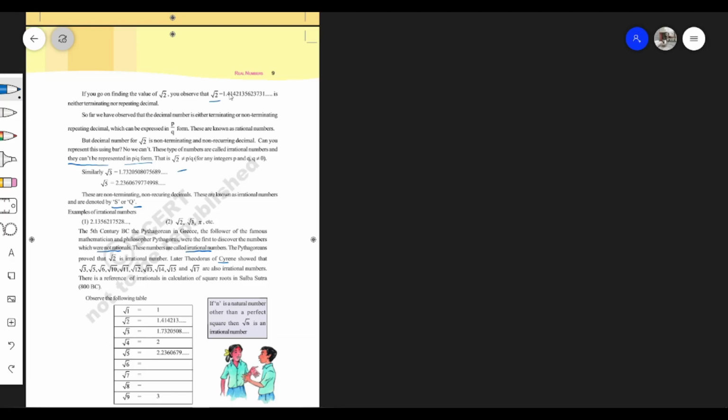Right, we also have our Indian contribution. In the Sulba Sutras, we have the reference of irrational numbers. Right, read them once or twice so that you can remember them. So this is all about the introduction of irrational numbers.